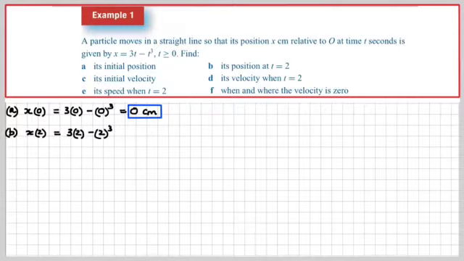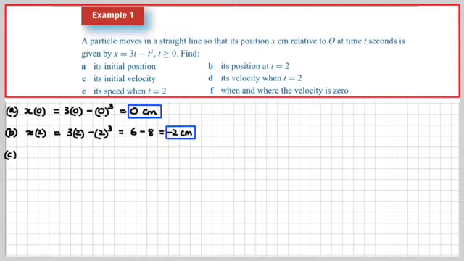Number B, position when t is 2, no problem. Just substitute 2 into here, and you would get this, right? And you would get minus 2 centimetres, and that's a perfectly acceptable way to express your answer. In fact, that's the way we always do it. If you wanted to put it in a sentence, you would say it was 2 centimetres to the left of the origin, because all of this stuff is relative to the origin. Okay? Very good.